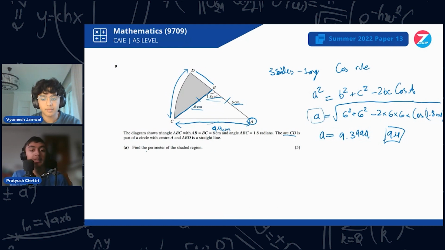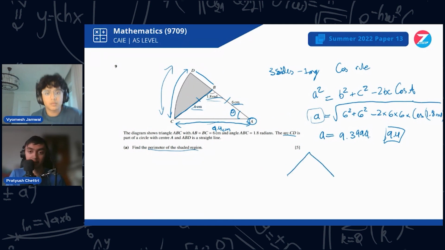Cool. Find the perimeter. So why did I find this length? Well, because I want to find the arc. Also, I need to find this angle if I want to find the arc, don't I? So how do I find that angle? Now I have a triangle with 3 sides given, because I found all 3 sides. I know one angle, 1.8 radians. So I can use the sine rule now. See, this question uses all the rules. Look at this.